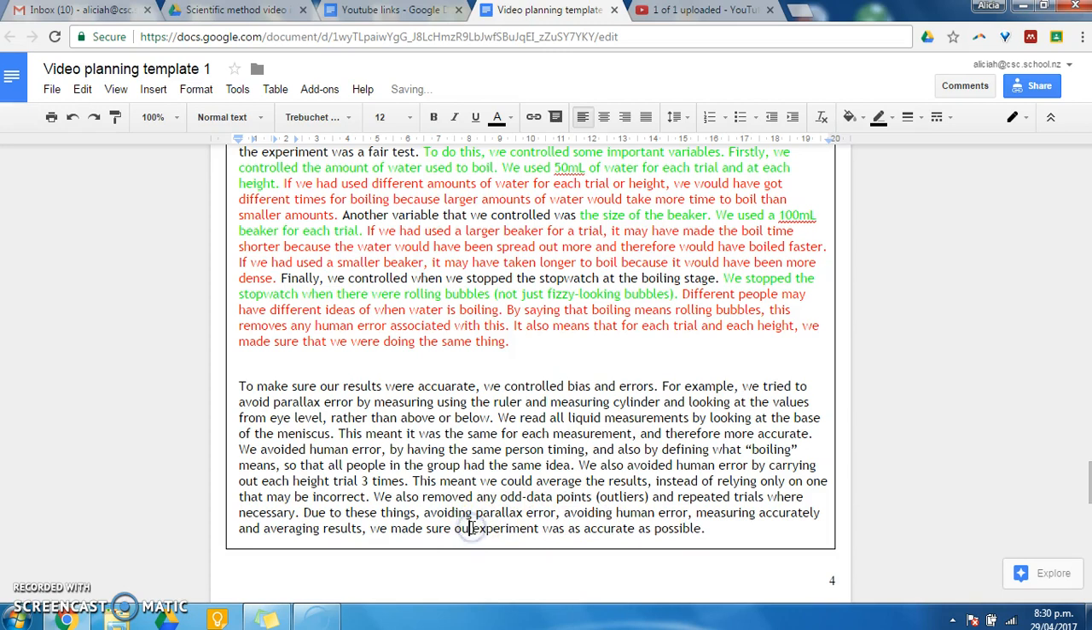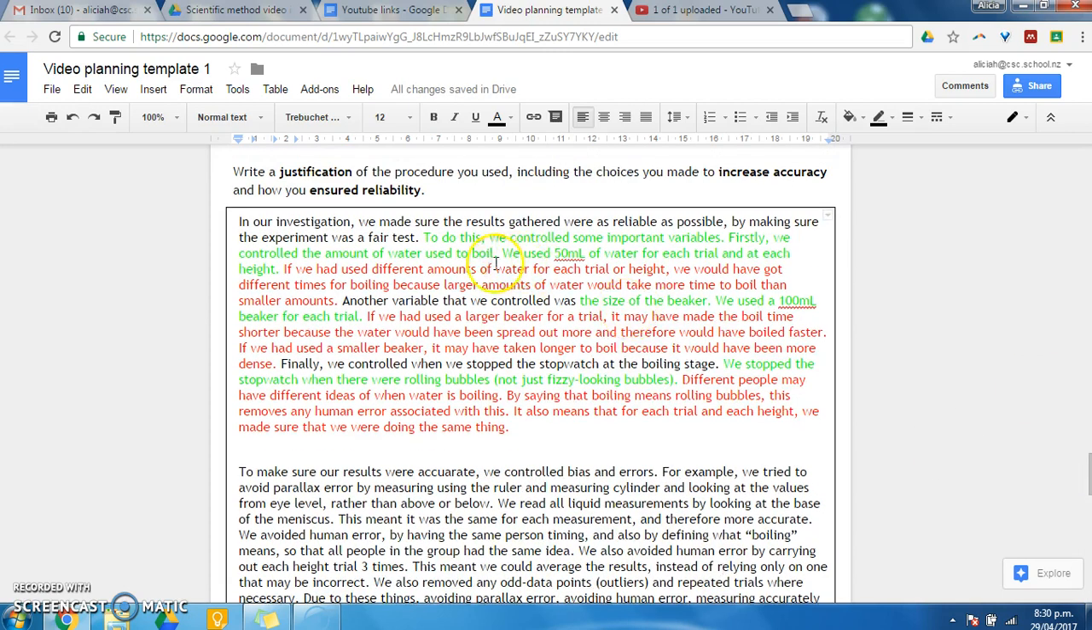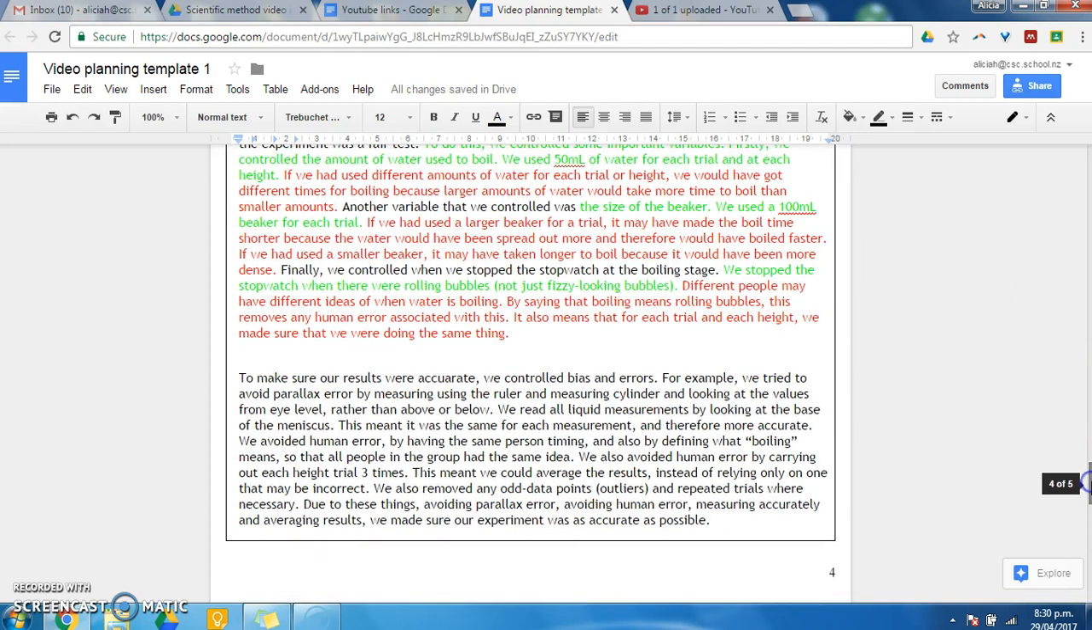You have explained in your justification the control variables, so what you did and why you did it for each of your control variables and how this made your experiment reliable and a fair test. And if you've talked about how you made your results accurate, such as controlling bias and errors, then you would have done enough to potentially get yourself an excellence.